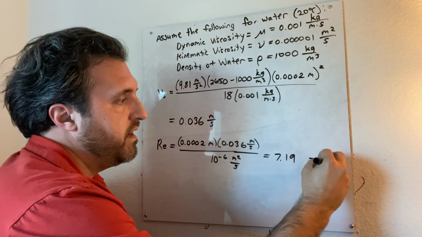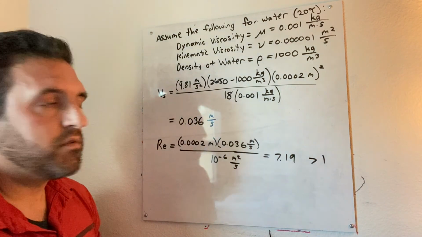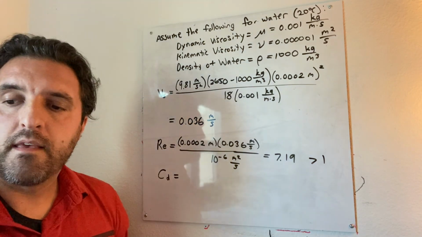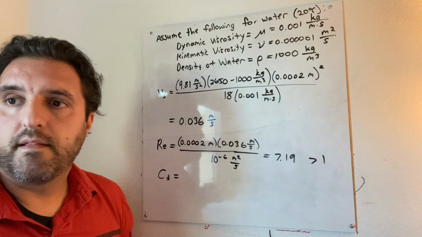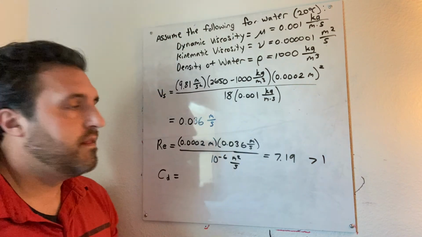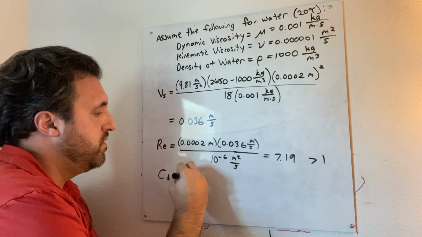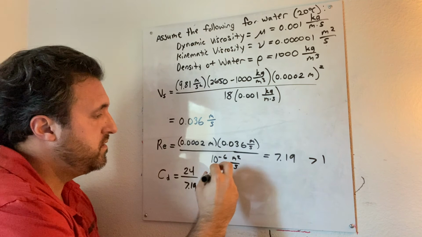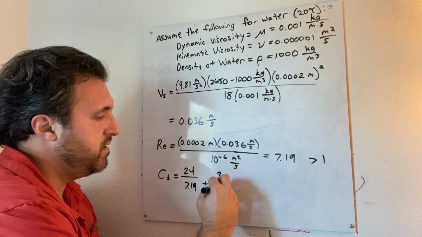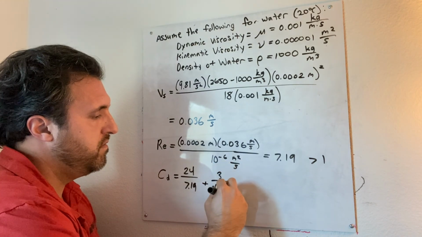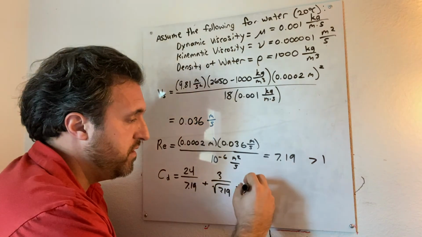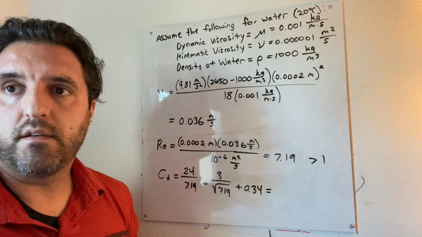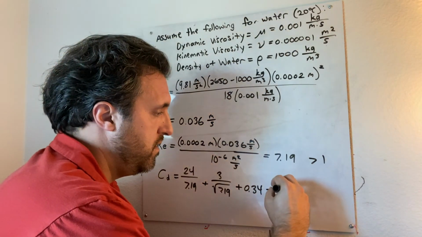All right, so that's clearly greater than 1. Therefore, we're going to calculate the drag coefficient, C sub D, and that is equal to 24 divided by the Reynolds number, plus 3 divided by the square root of the Reynolds number, plus 0.34. That gives us a value of 4.8.